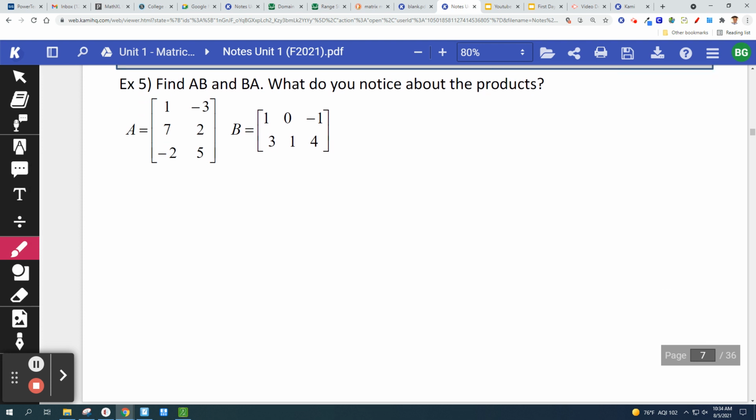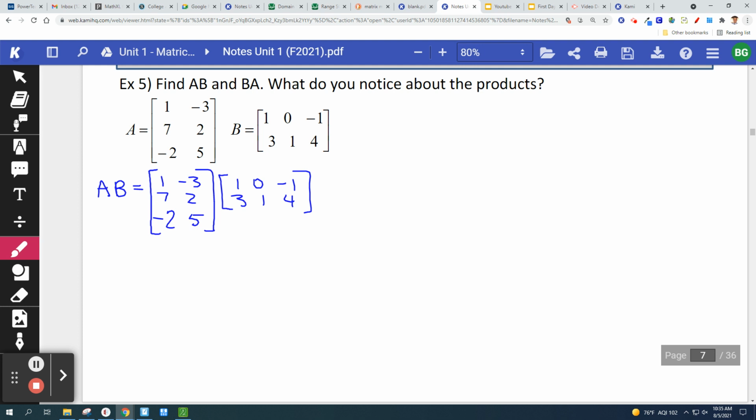Example 5: find AB and BA. What do you notice about the products? Well, let's just set it up. When you multiply, I would highly recommend you rewrite it. If you were doing this problem on MyMathLab, I would definitely want to rewrite it on a different piece of paper. I don't want you to do this in your head. There's too much going on. It's very difficult to do one of these problems in your head.